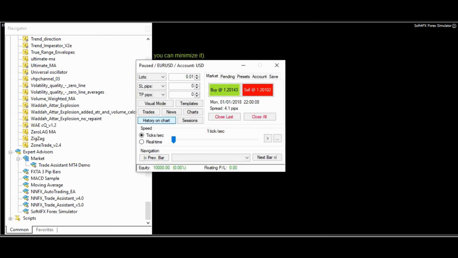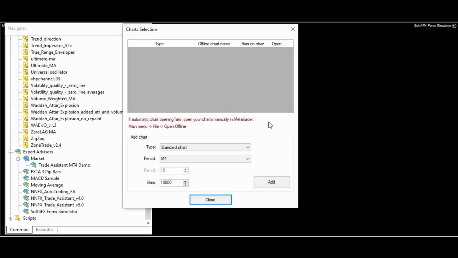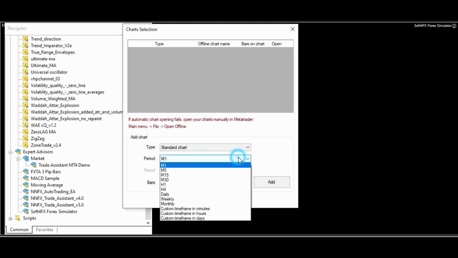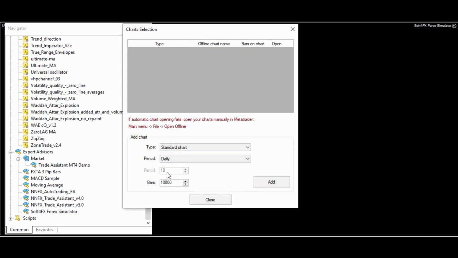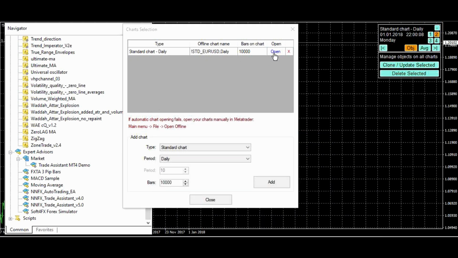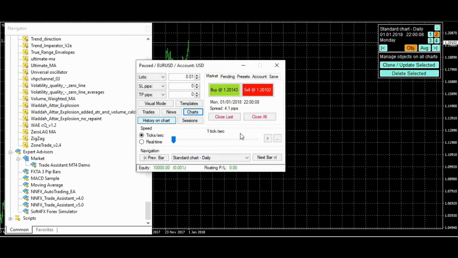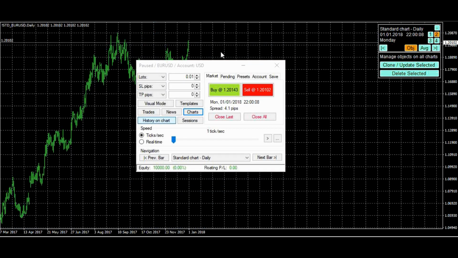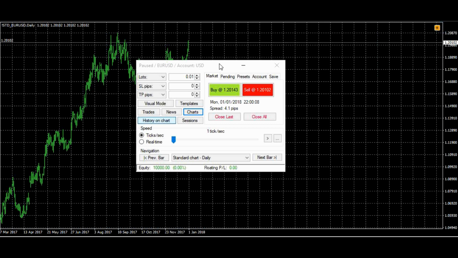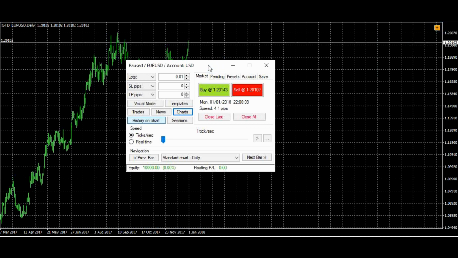Alrighty, so the first thing that we have to do is set up our chart. So I'm going to hit charts, and again, this isn't a tutorial on this necessarily. Okay, so now I'm saying I want a standard chart. I want it to be daily, so I'm going to add that. And you see now we have our Euro USD. What you'll have to do with this software is download this information. Okay, so let's close that. We don't need that.